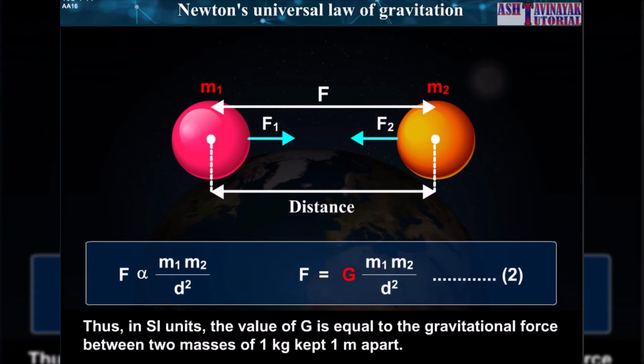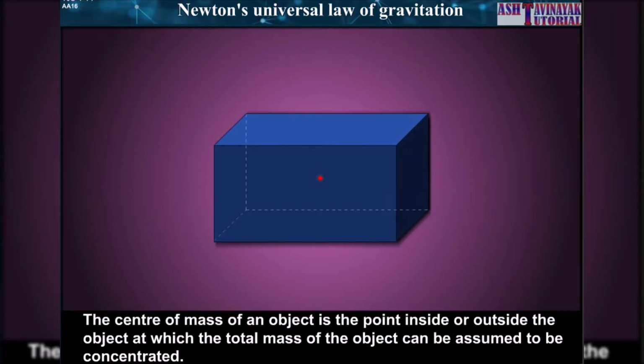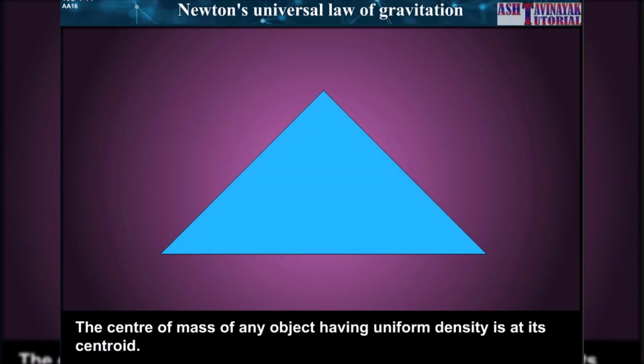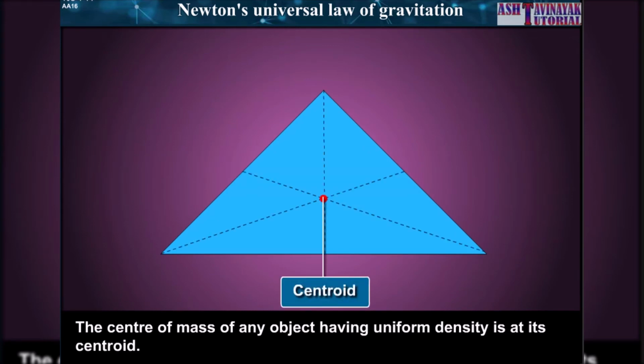Thus, in SI units, the value of G is equal to the gravitational force between two masses of 1 kg kept 1 meter apart. The center of mass of an object is the point inside or outside the object at which the total mass of the object can be assumed to be concentrated. The center of mass of a spherical object having uniform density is at its geometrical center. The center of mass of an object having uniform density is at its centroid.